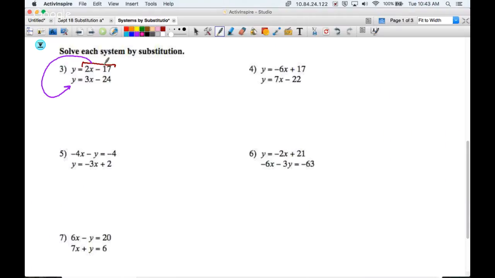So if this y gets replaced with this, my new equation will look like 2x minus 17 equals 3x minus 24. Now it's just a matter of combining our like terms. Maybe I'll move the 2x over. Negative 17 equals x minus 24. Add the 24 to both sides. And we get, I'll write it up over here, x equals 7.